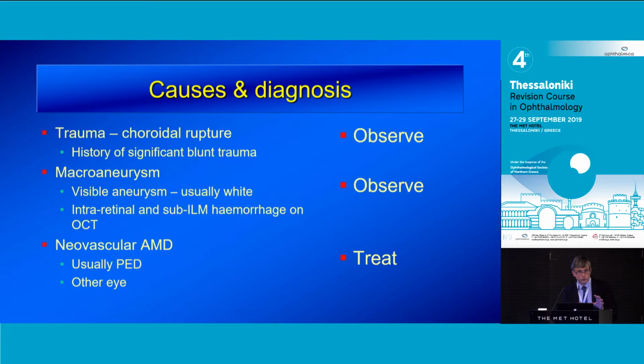Now, for the first 2 causes, the prognosis is fairly benign. There's not much evidence that surgery improves it, and I tend to just observe those. However, if you've got a submacular hemorrhage due to AMD, they do very badly, and I think it's usually worth intervening.